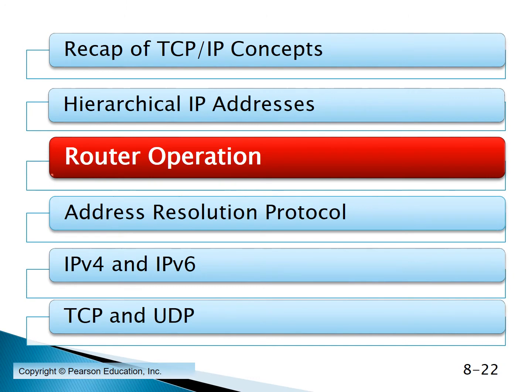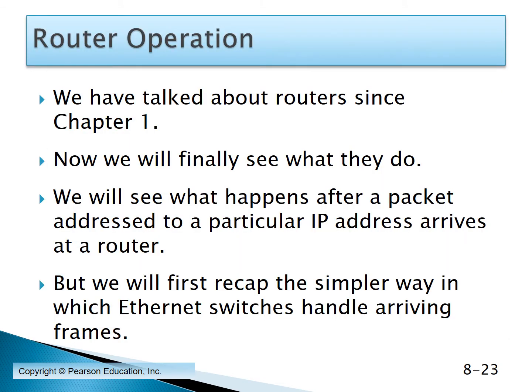Okay, so now let's look at router operation in more detail. We have talked about routers since chapter 1, so now we'll finally see what they do. We'll see what happens after a packet addressed to a particular IP address arrives at the router. First, we'll recap the simpler way in which Ethernet switches handle arriving frames. Remember, they are very similar, but Ethernet is at level 2 when you handle the frame, while a router handles packets at level 3. So we'll first recap what we do at the Ethernet level.